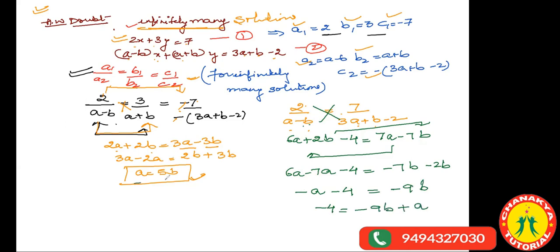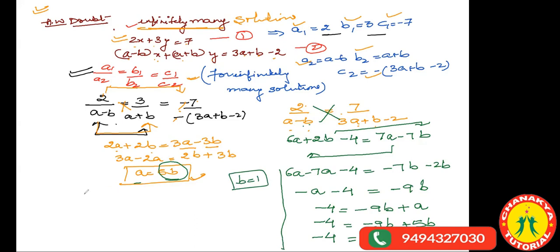Now what is the value of A here in terms of B? This is 5B. So minus 4 will be minus 9B plus 5B. Clear? So now, minus 4 is equal to minus 9 plus 5, minus 4B. Clear? Yes, ma'am. Now, the value of B will be 1. Dividing 4 by 4 will be 1.